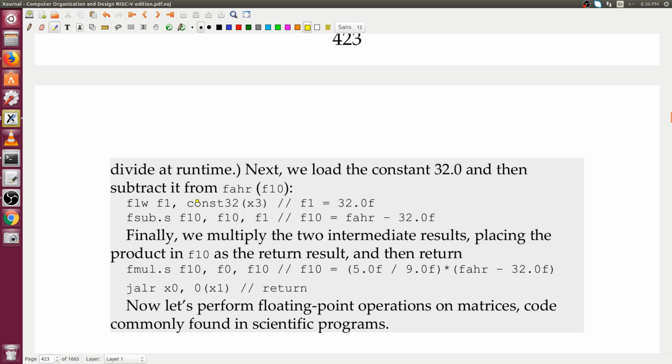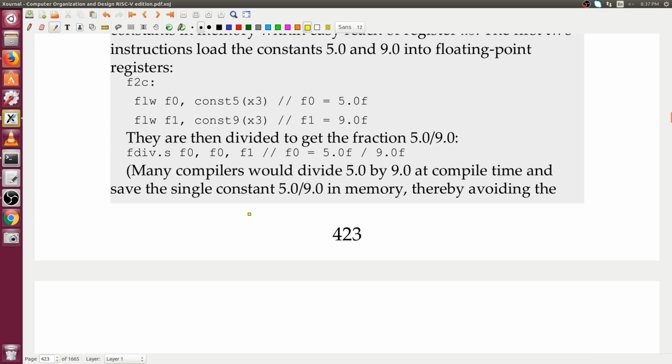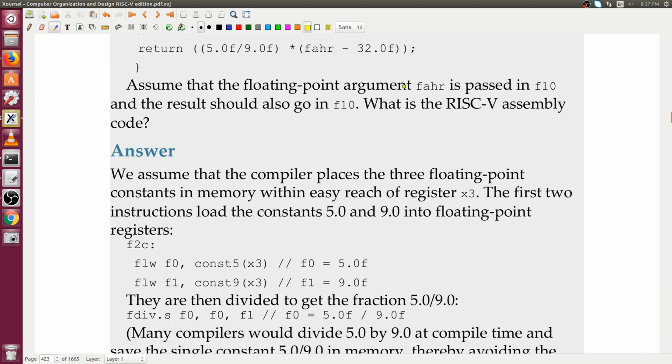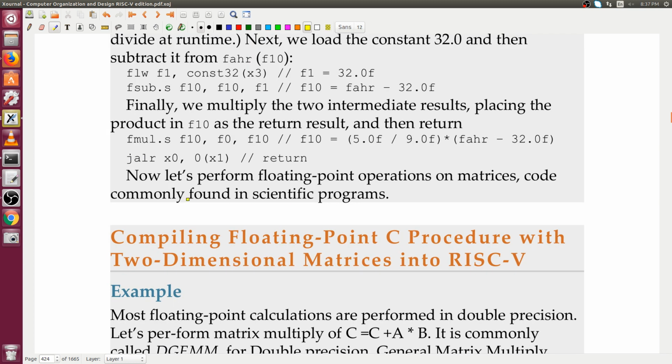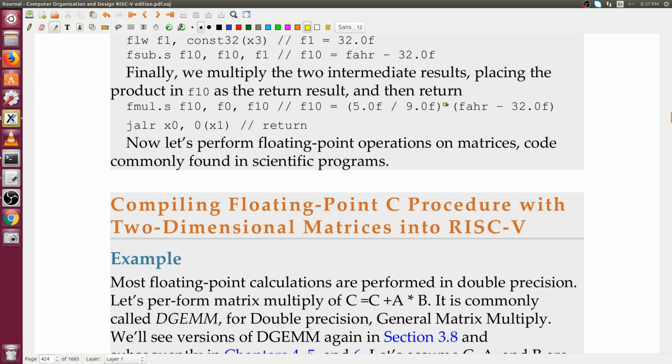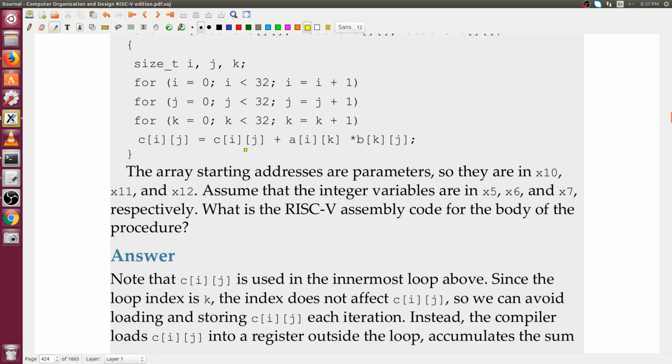They load another floating point word into F1, which is 32 degrees Fahrenheit. They do a subtraction where they subtract 32 from F10, which was the argument. The argument of the function is in F10. They store the result back in F10. And then they do the multiplication of 5/9 times that answer right here. And then they return from the function. Like we talked about in the previous lecture, they do a jump and link register x0, and they go to some predefined return point. So pretty simple. I think we can understand that.